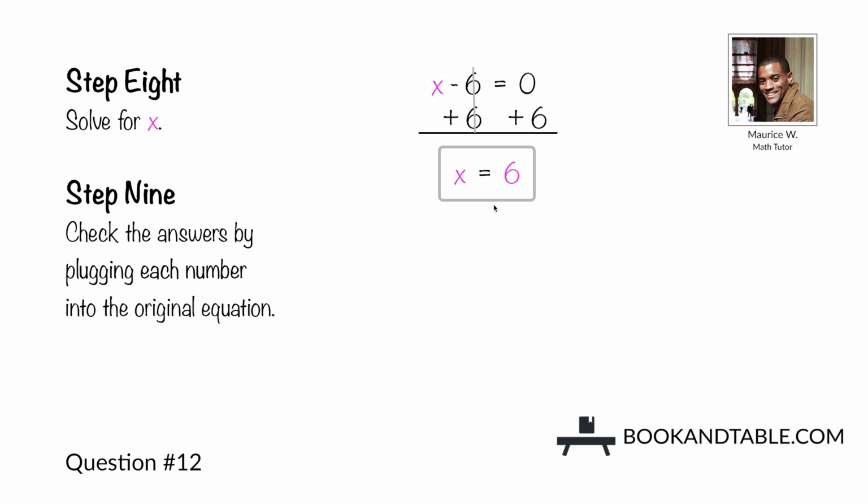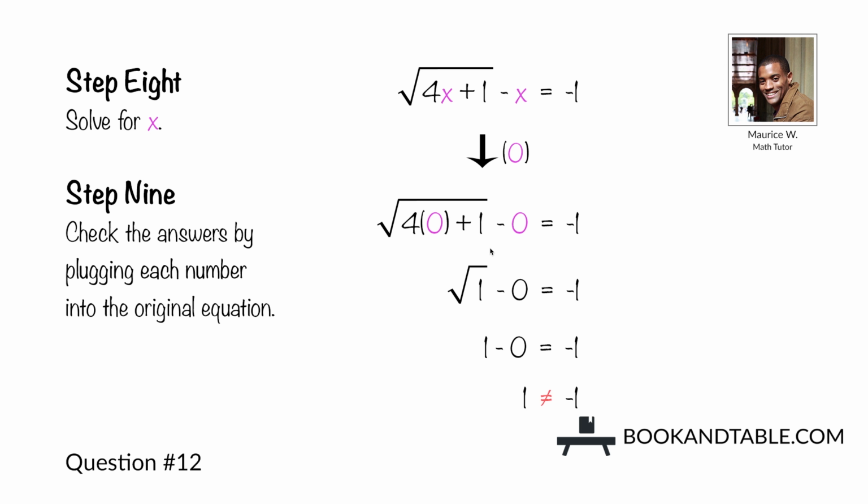And now step 9, check the answers by plugging each number into the original equation. So we'll first test 0. 4 times 0 is equal to 0. 0 plus 1 is equal to 1. The square root of 1 is equal to 1. 1 minus 0 is equal to 1. And 1 does not equal negative 1. So that means x does not equal 0.